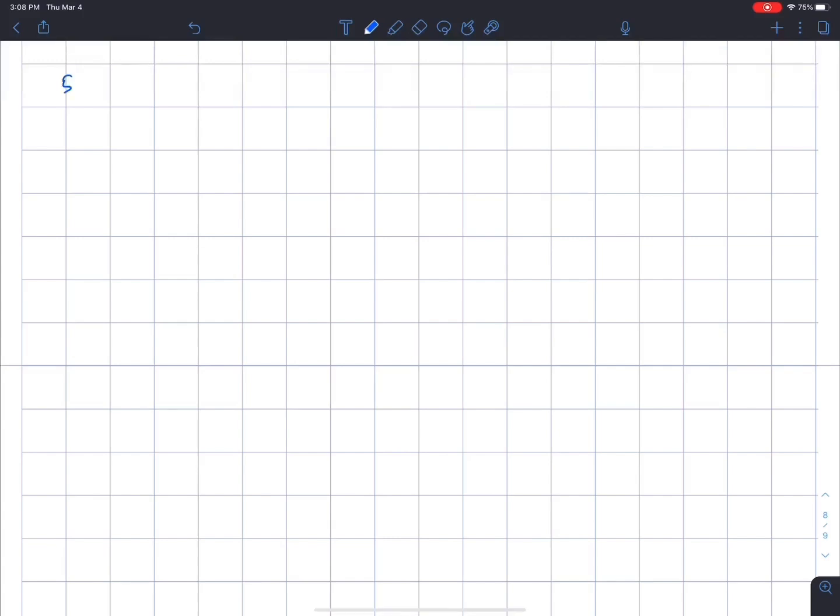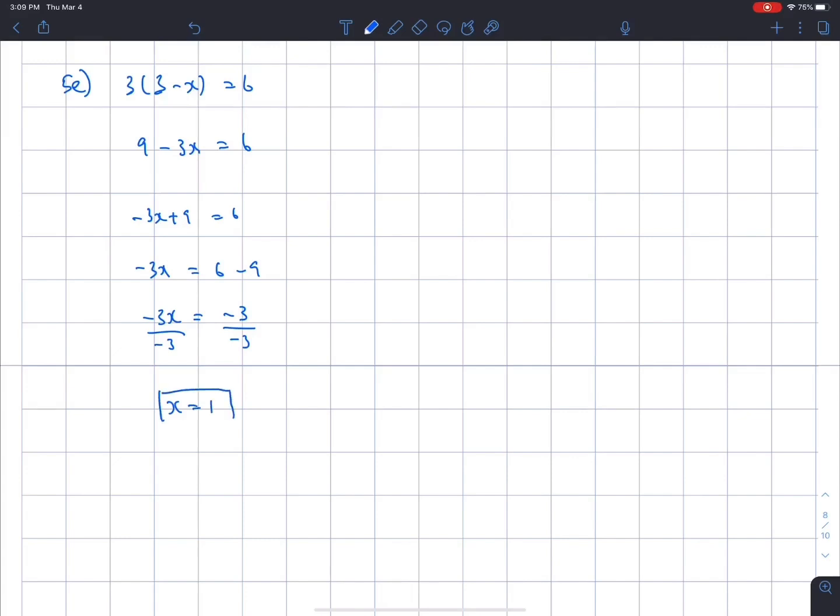5e. Negative 3 bracket 3 minus x equals 6. We can distribute in. 3 times 3 is 9. 3 times x is 3x. So negative 3x plus 9 equals 6. Now we can move the 9 over to the right-hand side. The sign changes. And we get negative 3x equals negative 3. Finally, just dividing both sides by negative 3, we get x equals positive 1.